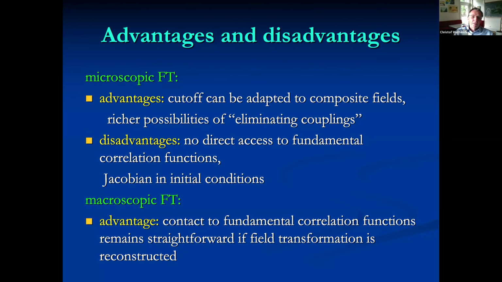The important thing is the access to the correlation functions, and I will come to that in the second part of my talk. Now, for the macroscopic field transformations, you have less flexibility. For example, your cutoff is really in the fundamental fields. It's not in the composite fields. The advantage is that you still have the contact to the fundamental correlation functions if your field transformation is reconstructed.